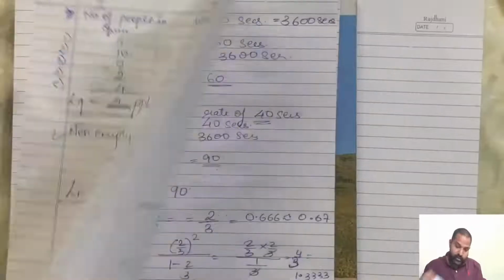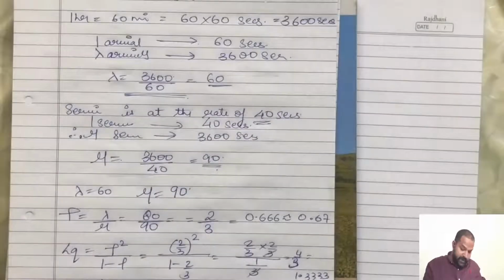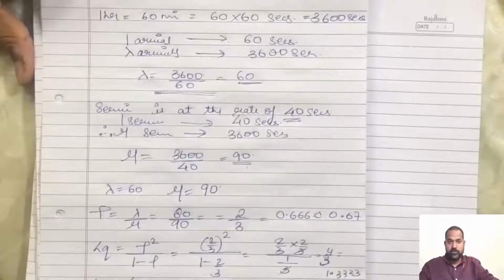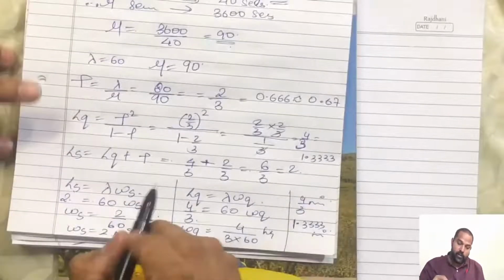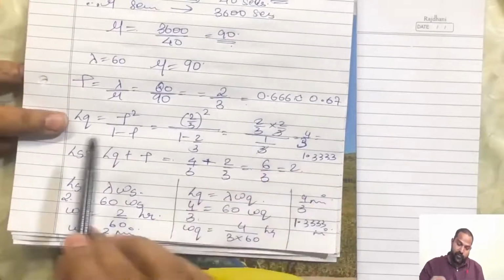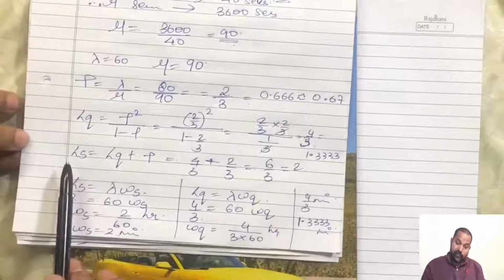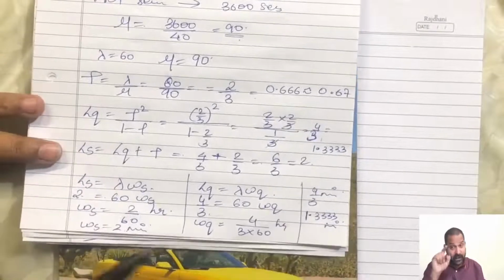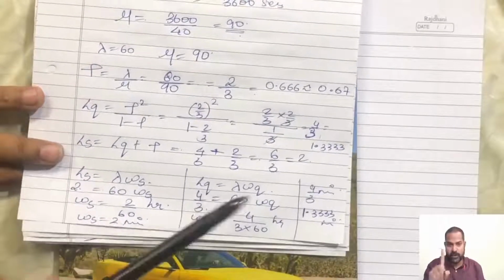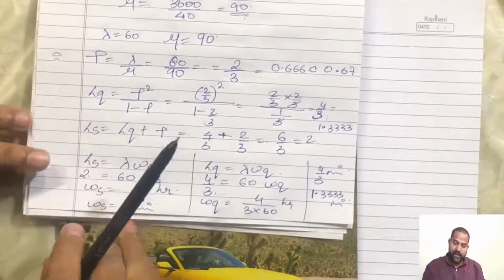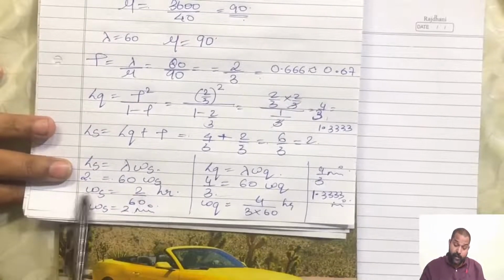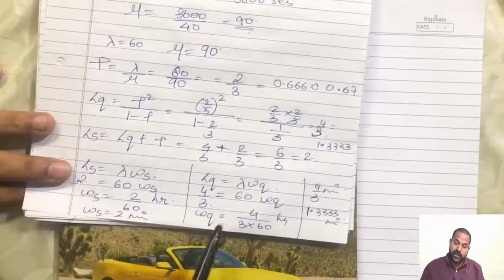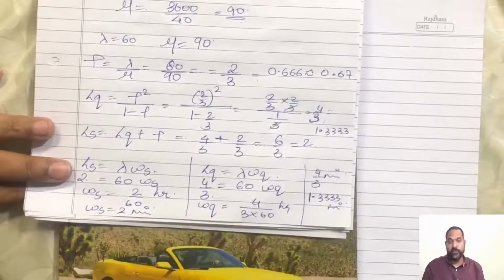Let's go back to the question. Now I will have conveniently lost that. No, I have that question. Fantastic. So this was the question given to us. Lambda was 60, mu was 90. We found rho, which is 2 by 3. We found LQ, which is 4 by 3. We found LS, which is 1.33. Their answer is wrong. 3 by 4 is not the answer. 4 by 3 is the answer. Anyway, LS is 2, length of the system, and WS, which is waiting in the system, is 2 minutes, and waiting in the queue is 1.333 minutes.